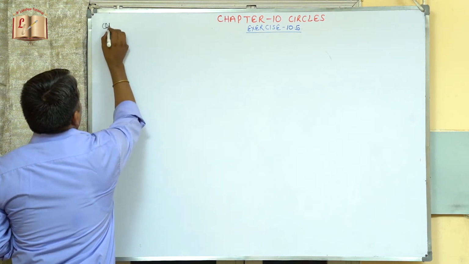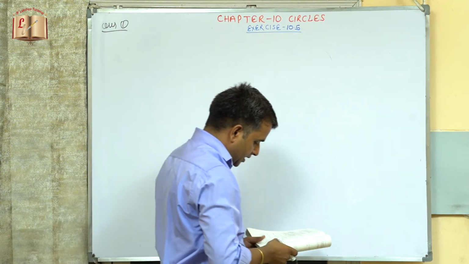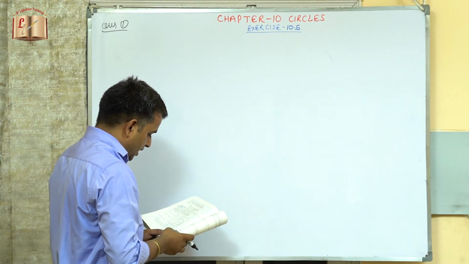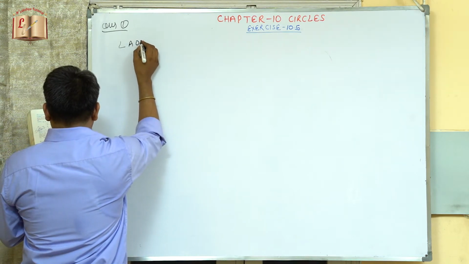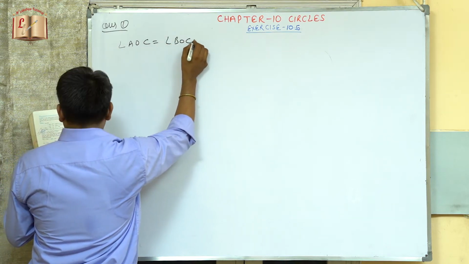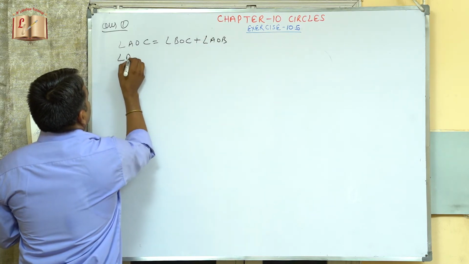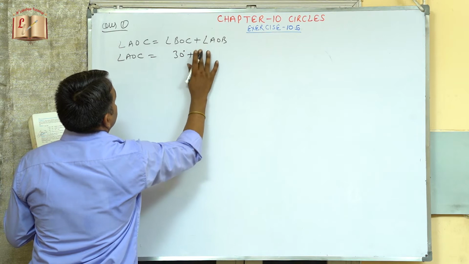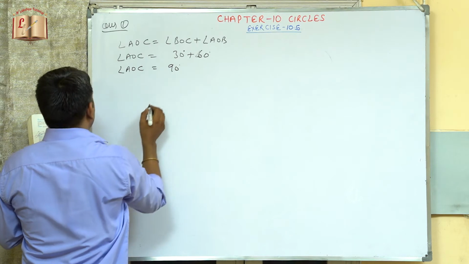So now coming to question number 1 of this exercise. In figure 10.36, this figure is already given, and angles BOC and AOB are given to us. Now we can write angle AOC will be equal to angle BOC plus angle AOB. So angle AOC will be equal to 30 plus 60, therefore angle AOC will be equal to 90 degrees.